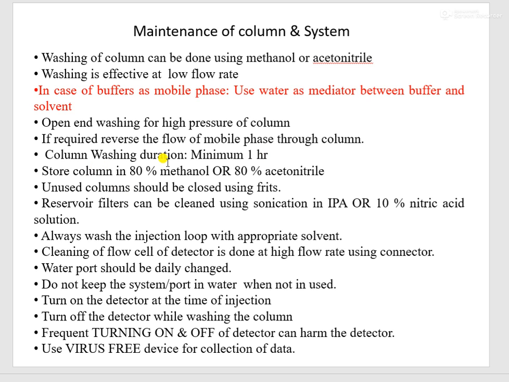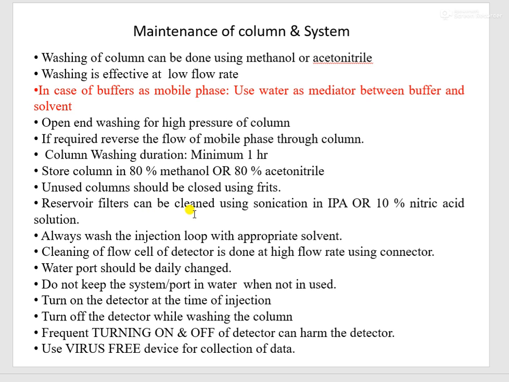Store the column in 80% methanol or 80% acetonitrile. Once the work is over, now you want to remove the column from the system, you have to store it in 80% methanol or 80% acetonitrile. I am talking about reverse phase column, because if you use 100% methanol or 100% organic solvent, what will happen, after a certain period of time the organic solvent may get evaporated, so the column will become dry. So 20% water, HPLC grade water, you have to use for storage of your column. Unused column should be closed with frits, or column end plugs you have to use for closing of the column.